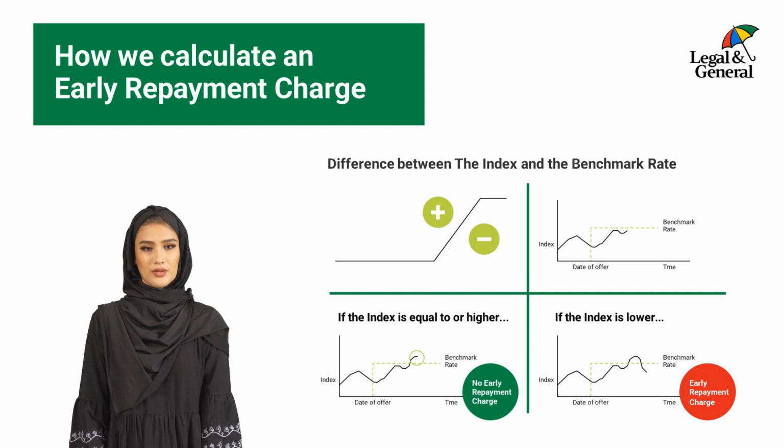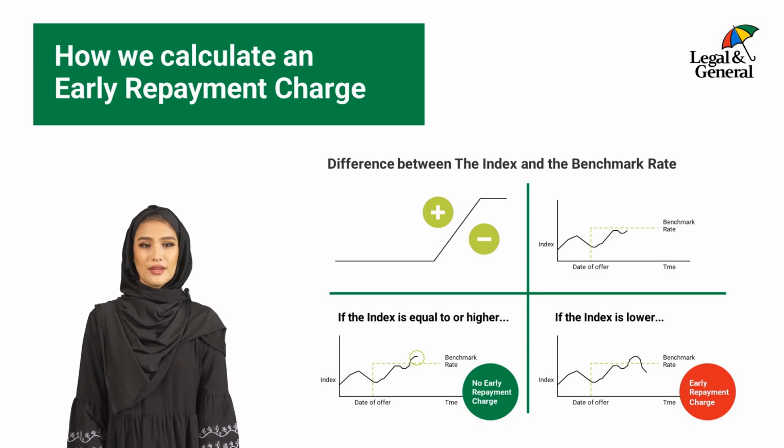Firstly, we take the benchmark rate from the offer of loan. We then compare this to the FTSE Actuaries UK Gilts 15-year yield index, also known as the index, to see if an ERC is payable. The index shows how interest rates on long-term government borrowing have moved. Like interest rates, the index can go up or down over time. On the day the customers choose to repay their lifetime mortgage, if the index is equal to or higher than the benchmark rate, then they won't need to make an ERC. If the index is lower than the benchmark rate, then an ERC is payable.